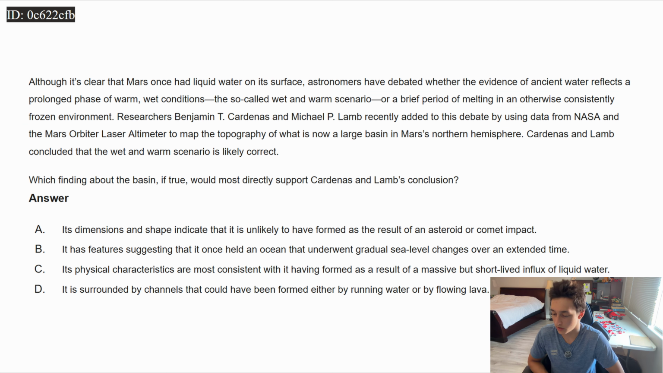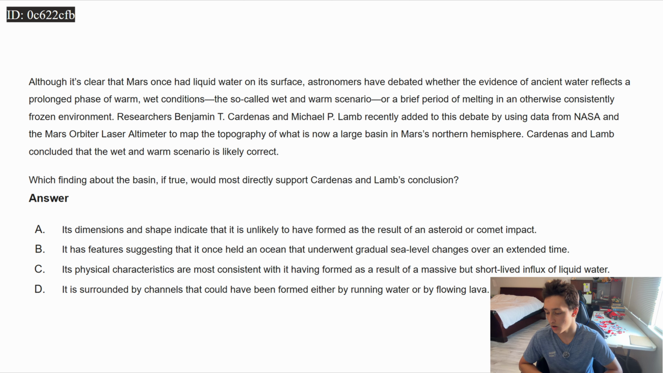Let's read the question first. Which finding about the basin will most directly support Cardenas and Lamb's conclusion? Although it's clear that Mars once had liquid water on its surface, astronomers have debated whether the evidence of ancient water reflects a prolonged phase of warm, wet conditions, the so-called wet and warm scenario, or a brief period of melting in an otherwise consistently frozen environment.